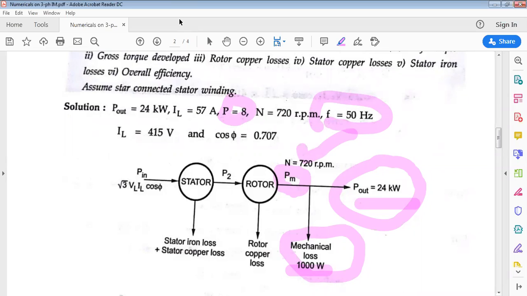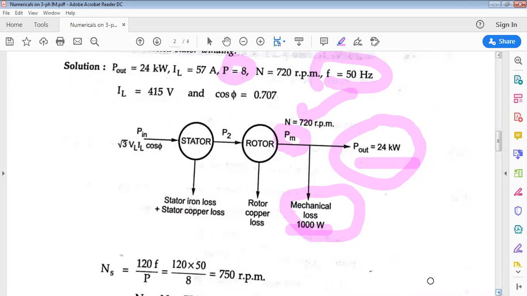Can we calculate NS? NS is equal to 120 F by P. So calculate NS. How much will you get? 750 rpm. 120 into F by P, 750 rpm. Now you know NS, you know N. What can you calculate?